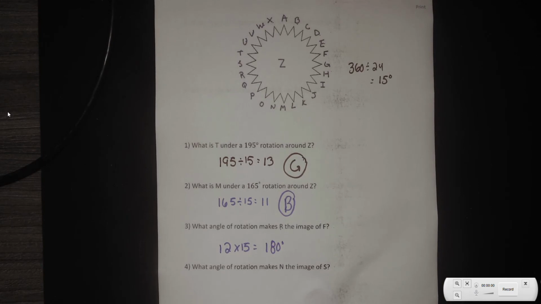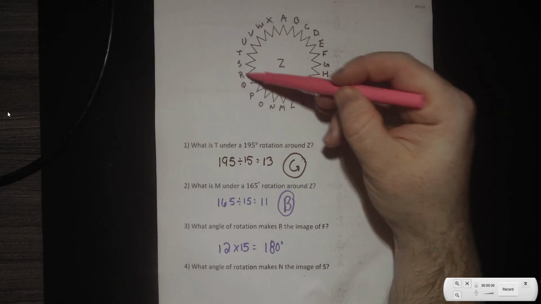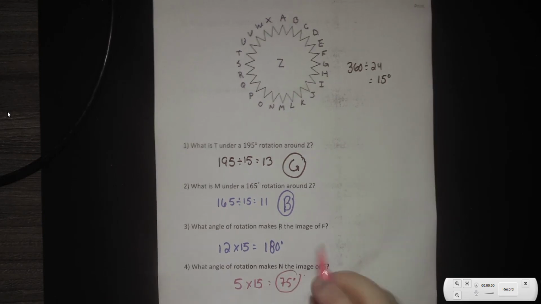Okay, what is the angle of rotation that makes N the image of S? Same thing. N is the image, so we're going from S to N. So 1, 2, 3, 4, 5. So we get 5 times 15, which gives me 75.